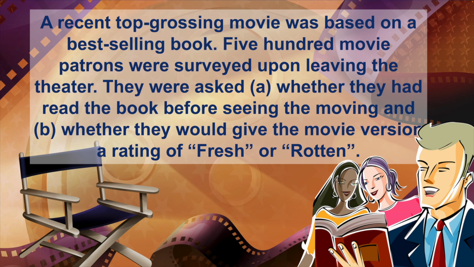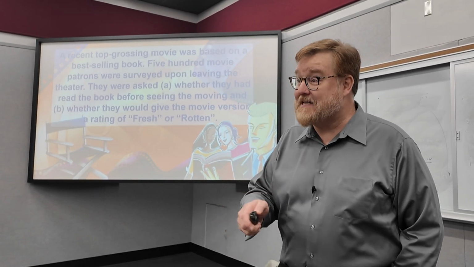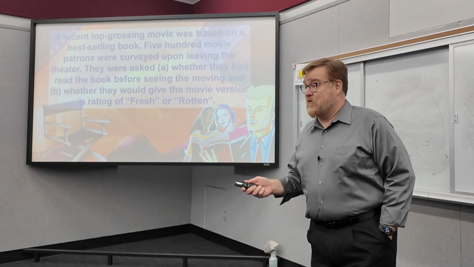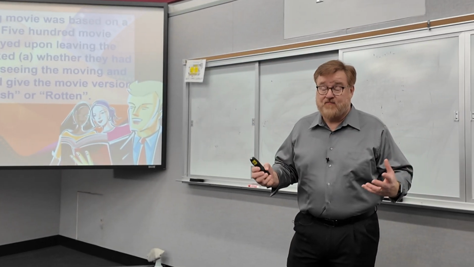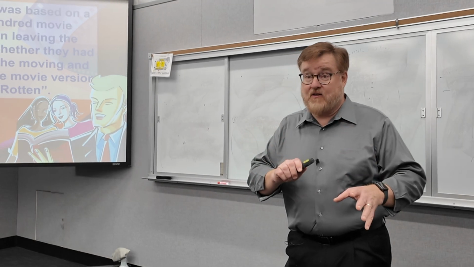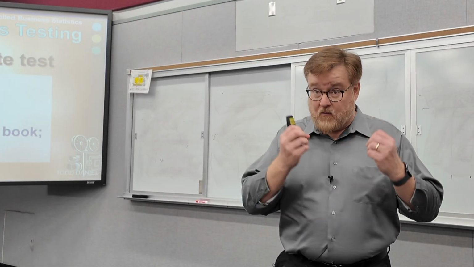A, whether they had read the book before seeing the movie, and B, whether they would give the movie version a rating of fresh or rotten. If you're not familiar with the Rotten Tomatoes website, fresh means that they liked it, and rotten means that they didn't like it. What we have here are counts. We have categories. People either read the book or they didn't, and they either liked the movie or they didn't. And we want to know whether those proportions are the same based on whether they read the book or they did not.